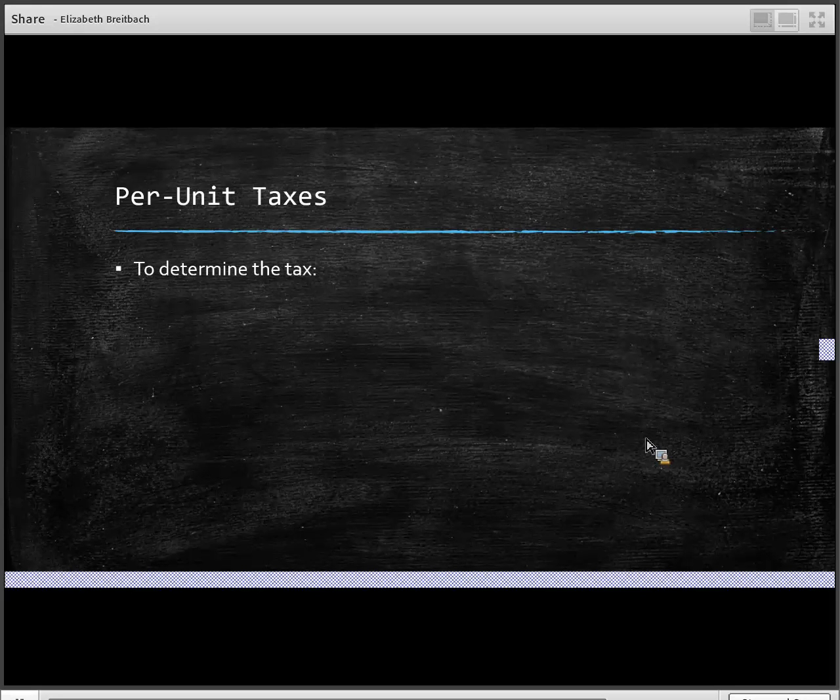And so when we have a per unit tax, we are going to start at our equilibrium. So we're going to look at our graph, we're going to determine our equilibrium, and we're going to move to the left. And we're going to see why that's the case.